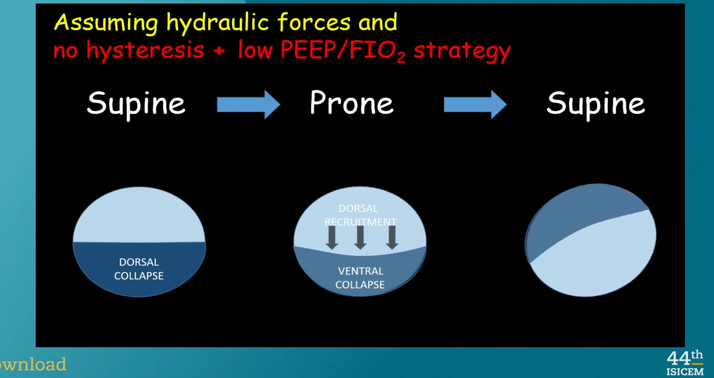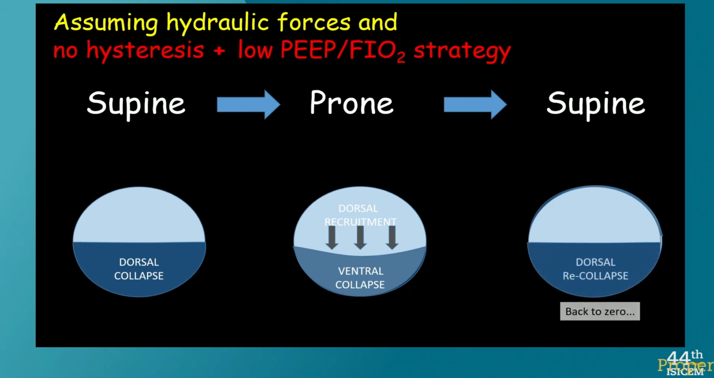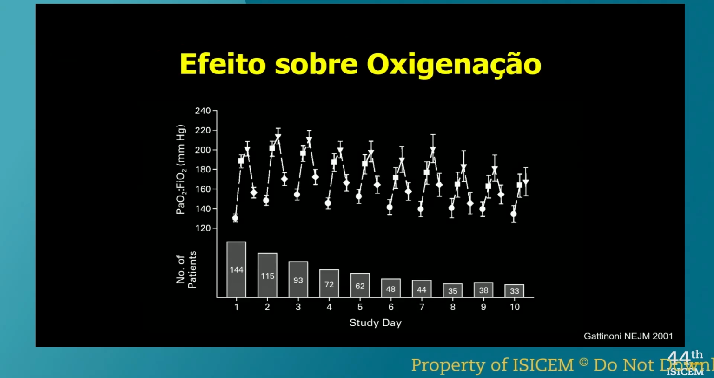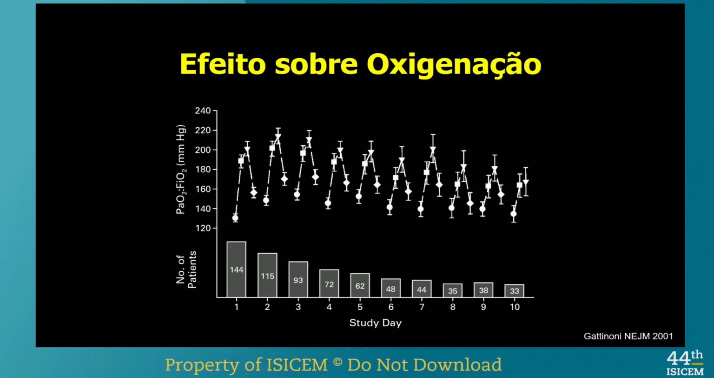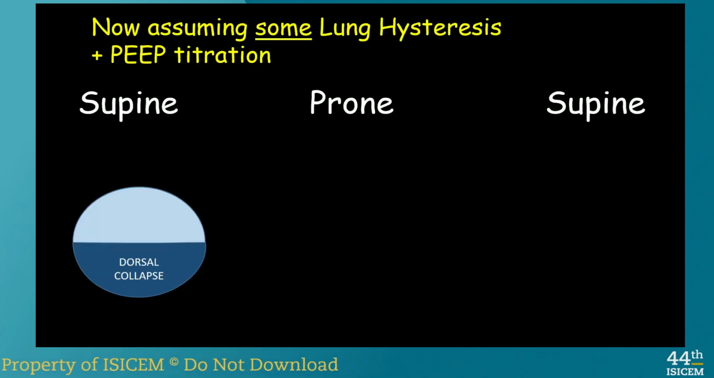And then when you are going to be supine the next day, you have again the same process and you are back to zero. So the net gain is zero. And this is why we see this sequence of PF ratio, turning prone, supine again, prone, supine again. So if you don't have a PEEP strategy, you are in trouble. But if you have a PEEP strategy, you can do something like this.